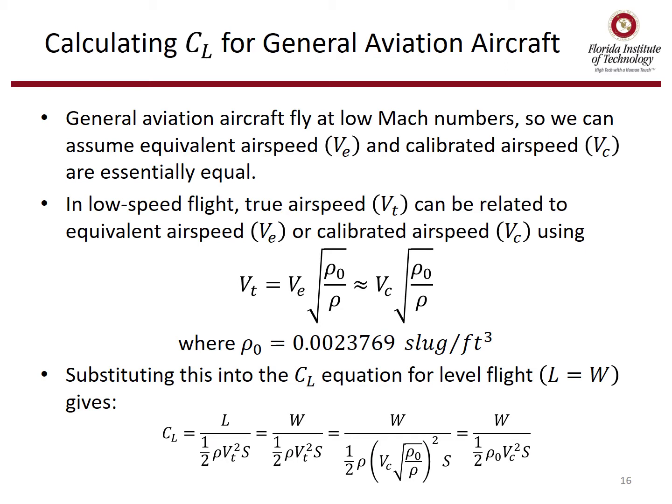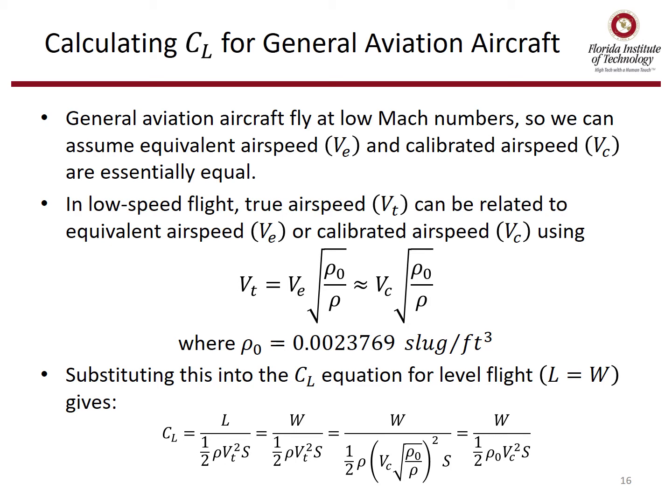So how do we measure CL in flight? Well, for general aviation aircraft, we fly at low Mach numbers, and so we can assume that our equivalent airspeed and our calibrated airspeed are essentially equal. That being said, I also have an equation that relates equivalent airspeed to true airspeed, and that's the equation shown there. The true airspeed is the equivalent airspeed divided by the square root of the density ratio, rho sub 0 being the sea level density, and that's a constant value, 0.0023769 slugs per foot cubed. Density is whatever the density is at altitude.